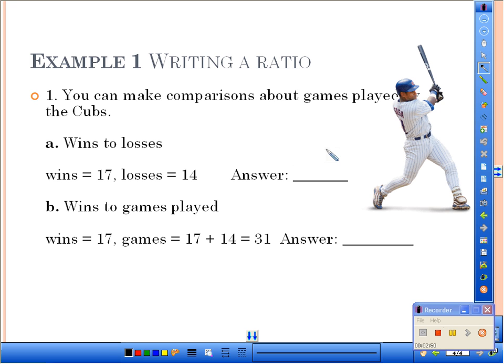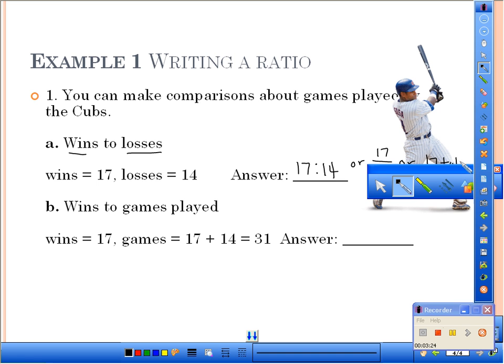First, you can write it using the colon. So we would say 17 colon 14. Notice the question asks us to go from wins to losses, so we wrote the wins first and losses second. Another way you could write it is using the fraction version, which would be 17 over 14. The third way you could write it is using words. We would say 17 to 14.